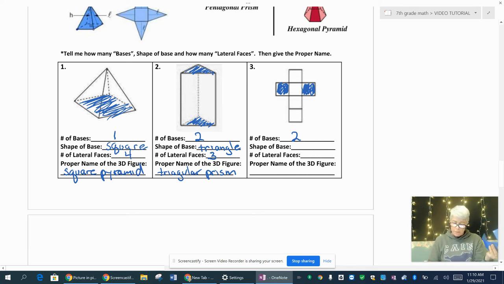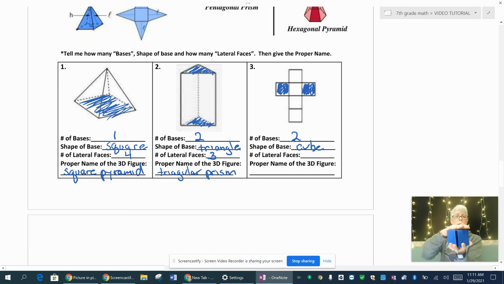Okay, the shape of this base, well, look, these are all squares. This is actually called a cube. And so we're going to write cube. You guys think more like a dice, you know, a dice, like a cube, or maybe a Rubik's Cube. All right. We could also call this a rectangular prism. We could still call it that also. If that's what you were wanting to call it, you would not be wrong.